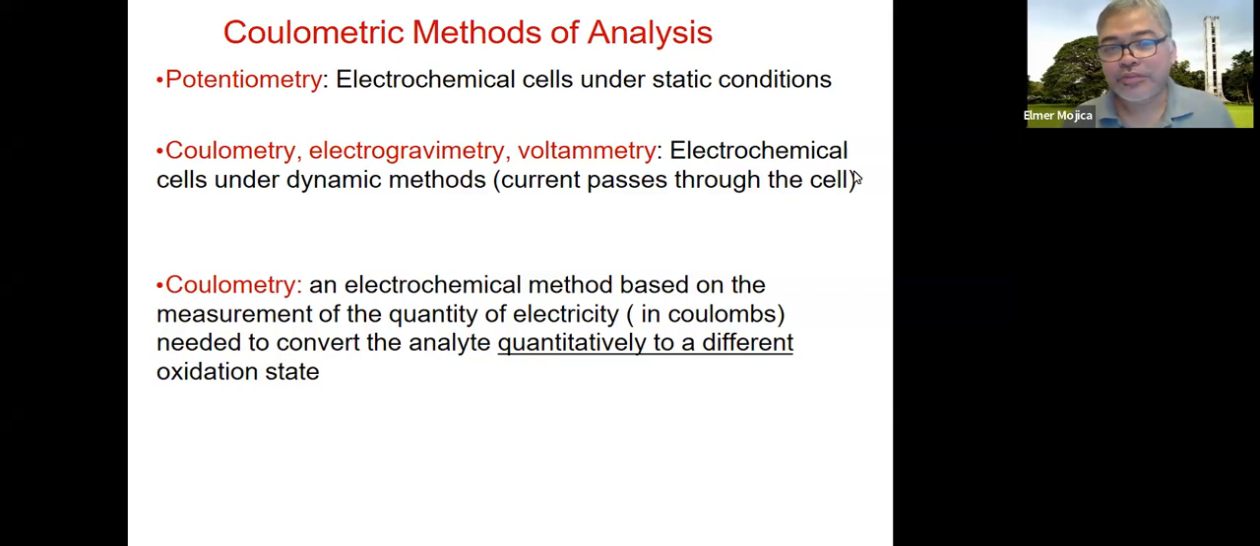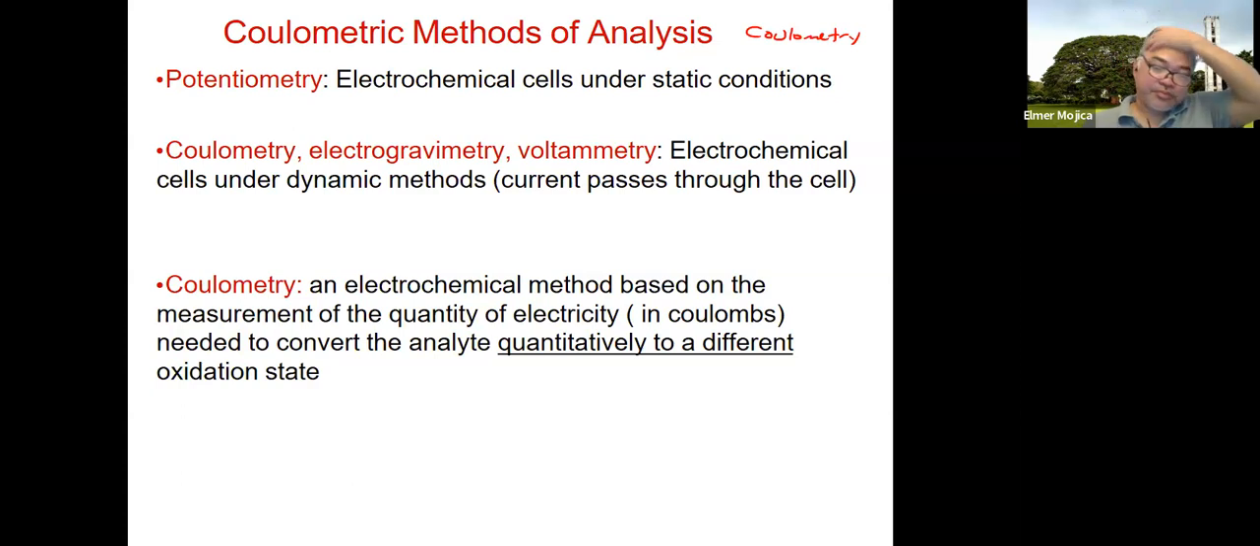So we're going to have coulometry today. Just like the electrogravimetric methods that we had last time, this also involves electrolysis. When we're talking about coulometric methods of analysis, this is based on electrolytic reduction or oxidation of an analyte for a sufficient period of time to assure its quantitative conversion to new oxidation states.